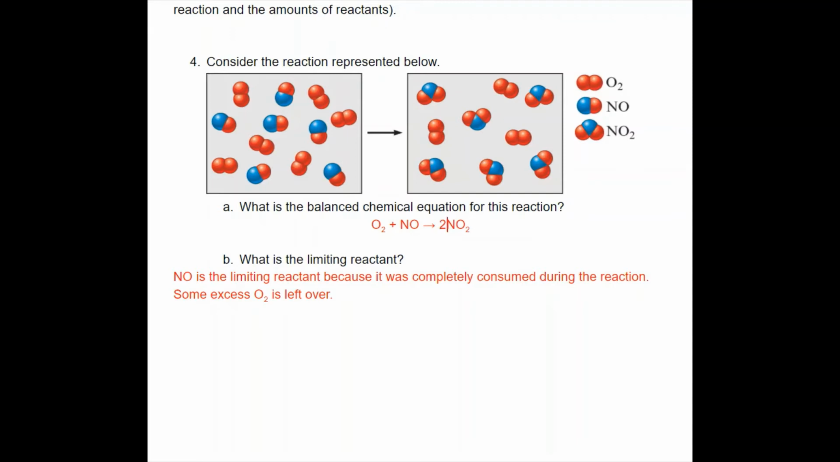So if I put a 2 here, that's going to give me 4 oxygens. I have 2 here and 1 here, so a 2 in front of this guy is going to give me a balanced equation.